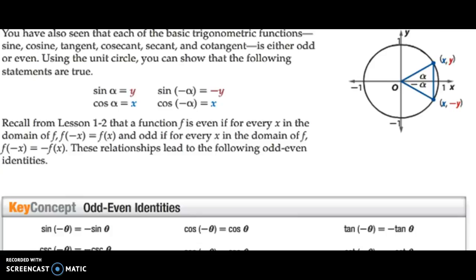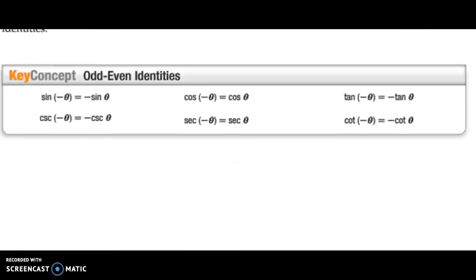We also have odd and even identities. So sine of a negative angle is the same as the negative sine of that angle. Just like the cosine of a negative angle, notice it's the same as the cosine of the positive angle. And so odd and even identities show up a little bit later as well. Now we're not going to look at an example of those two, but they're good for your information later on.